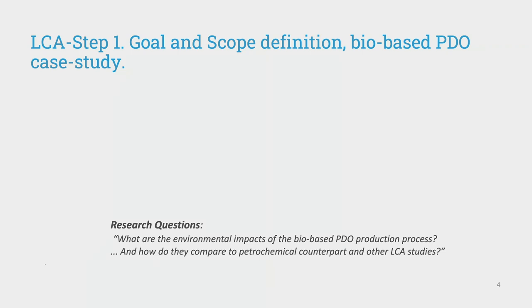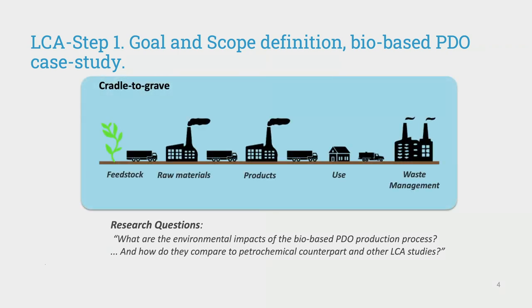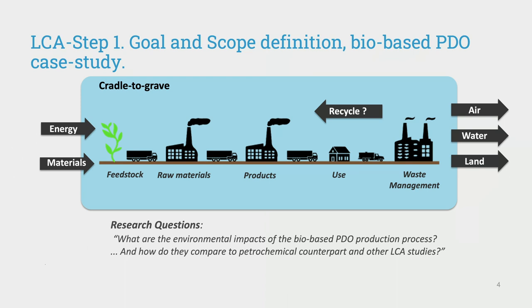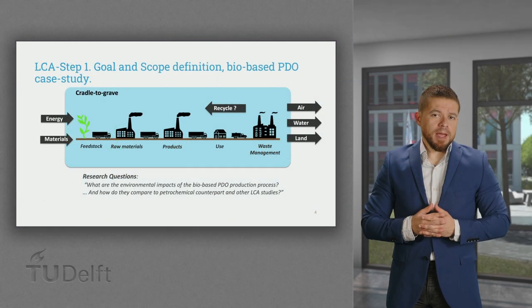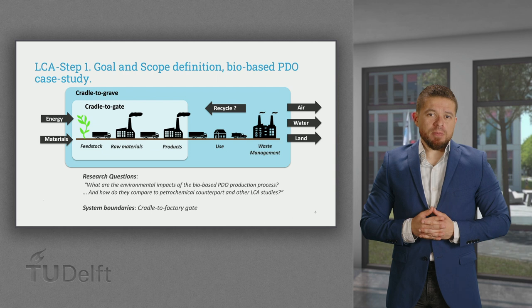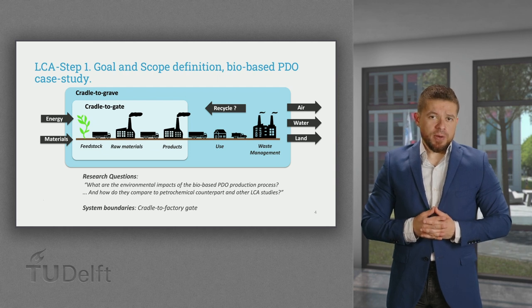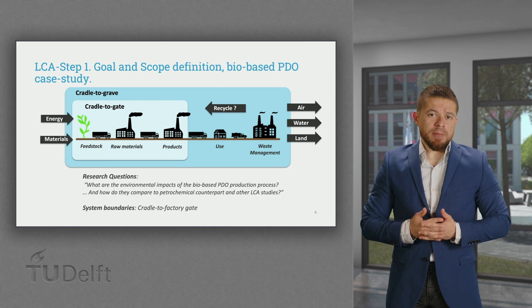Next, the system boundaries are defined. Here, all relevant life cycle stages shall be included as far as possible. For example, a cradle-to-grave system for a bio-based product covers the extraction and production of all raw materials and energy carriers used in the agricultural phase, as well as in the transformation, use, and waste management phases. The last 2 phases are the same for the bio-based and for the petrochemical PDO, since the product is chemically identical, and therefore the system boundaries for this lecture can be set as cradle to gate.